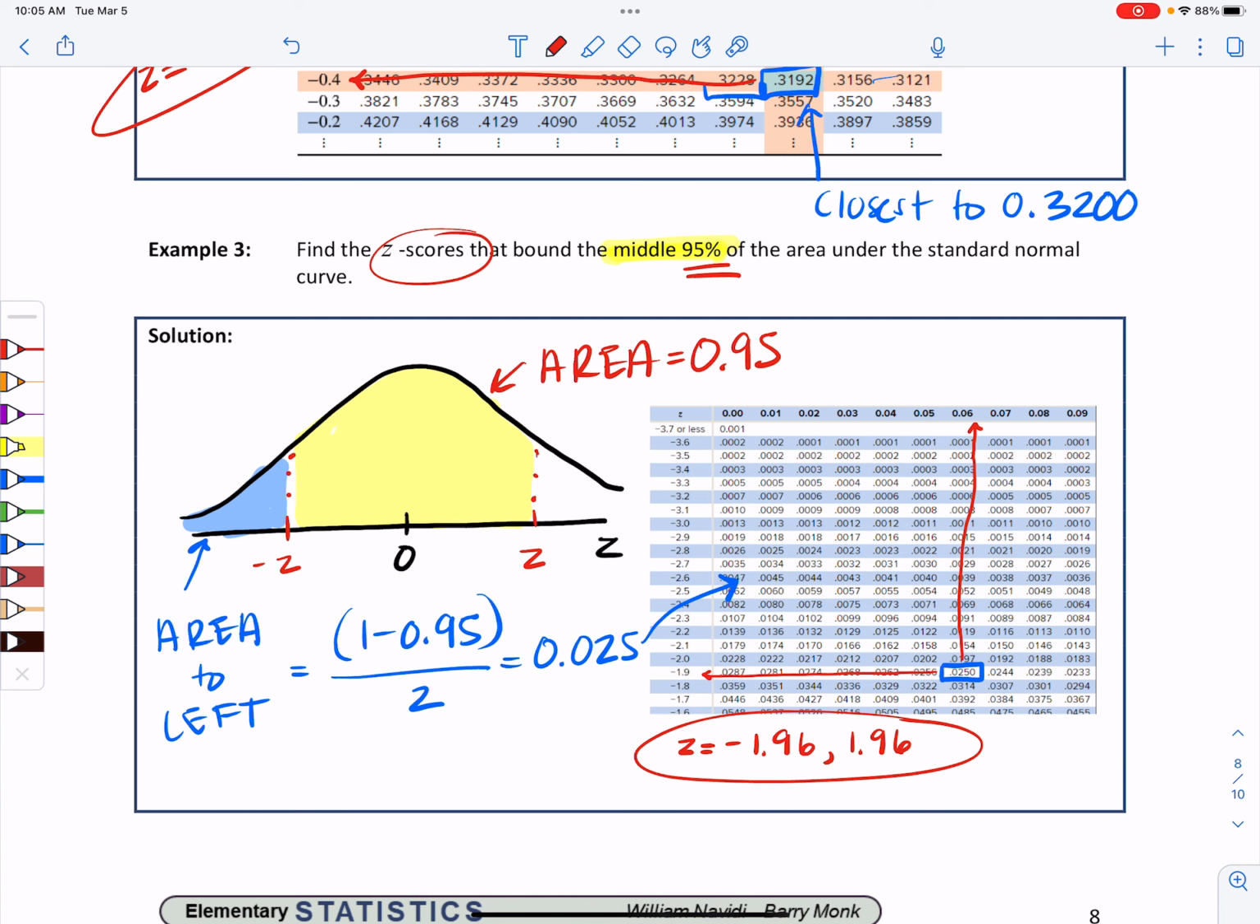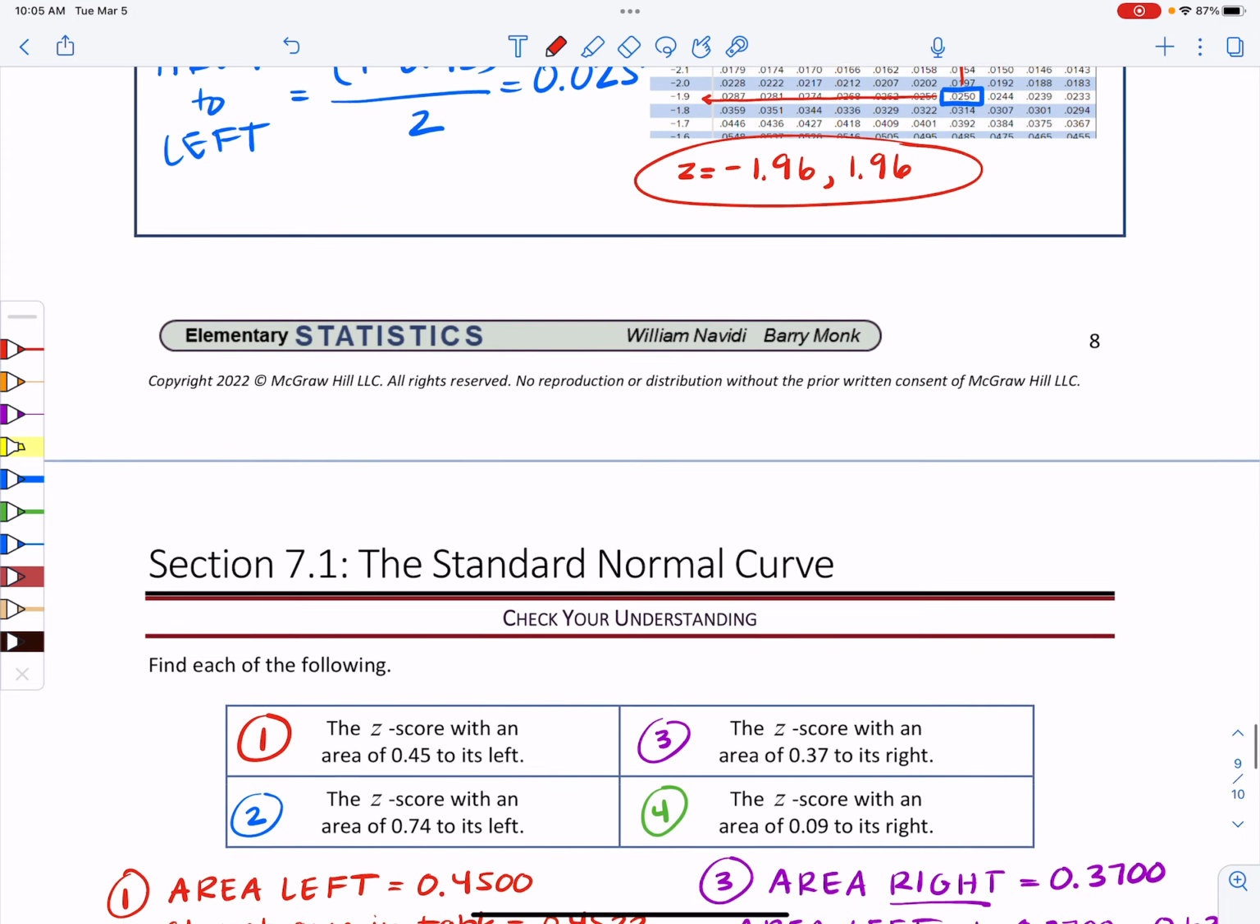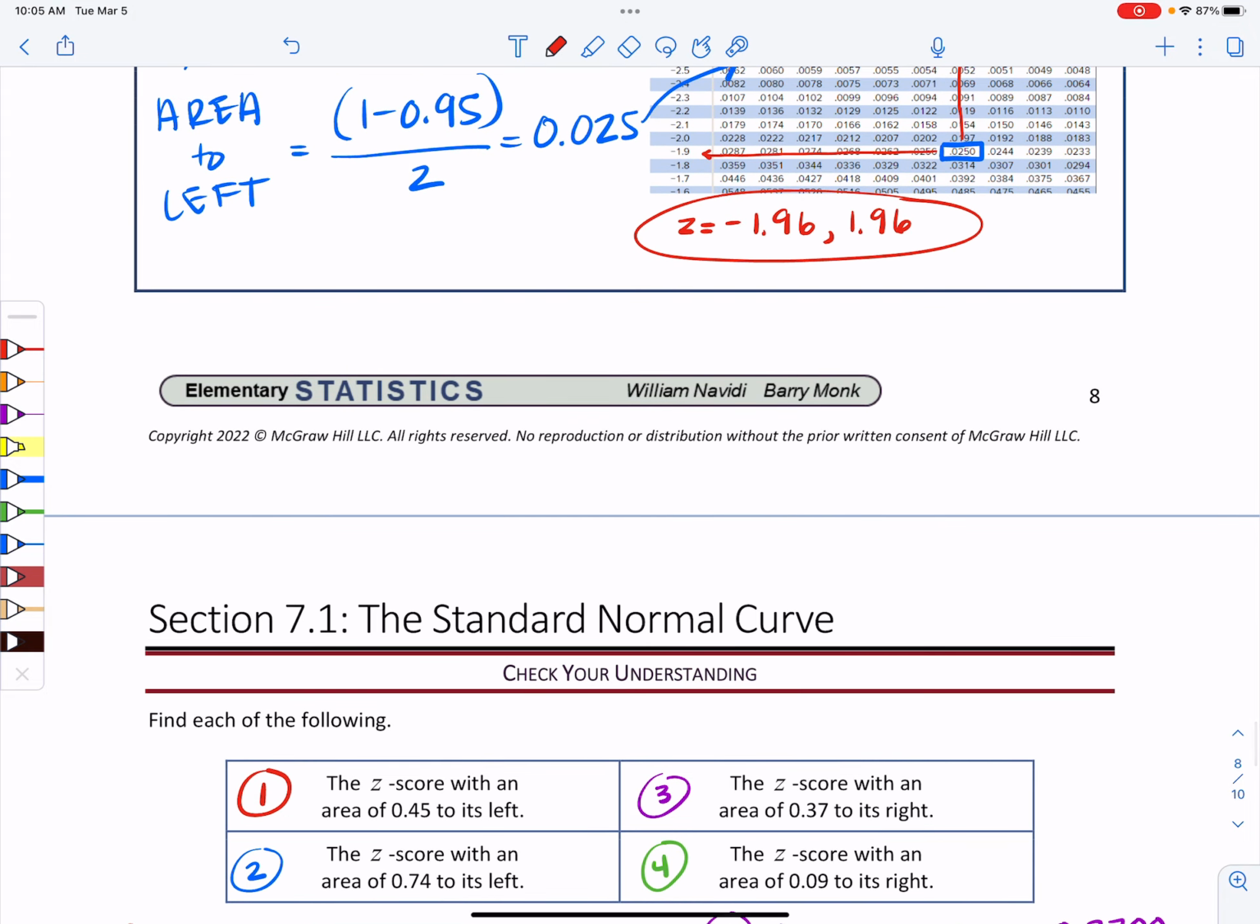Okay, so I want you to study those a little bit. If you need to rewind your video, go back and watch it again. And then I want you to try these 4 check your understanding problems on your own. So pause your video, pull out your table or access it from one of the homework problems, and walk through each one paying close attention to whether it's a given area left, right, or between. Find the corresponding z-scores, and once you've done that, come back, unpause the video, and check your work.